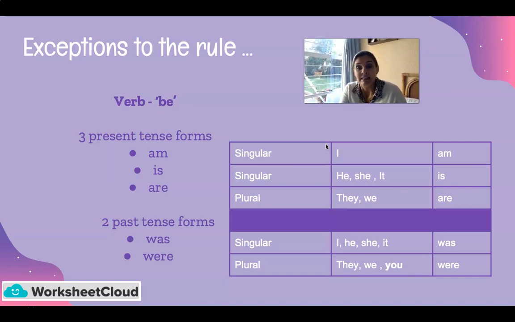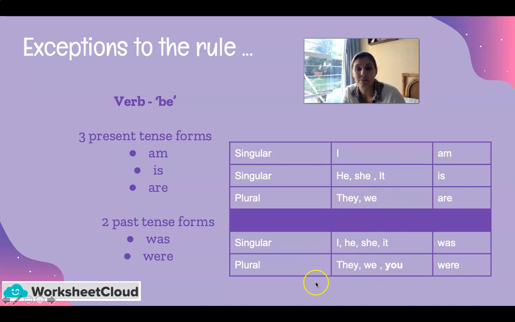So this is what we are looking at now: if it's singular I, you use the word am. You're not going to say I is sick or I are sick. I am sick. So this is the rule. If it's a singular as in he, she, or it, you use is. You don't say he am sick. He or she is sick, and then they, as a group, you don't say they am or they is sick. They are or we are.